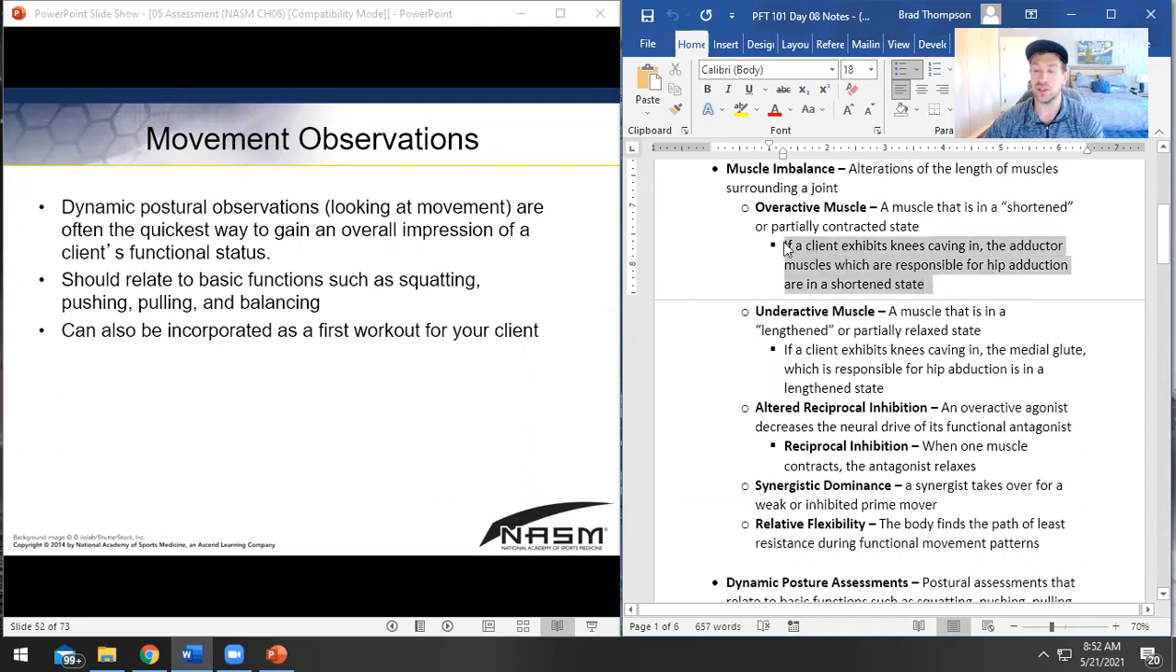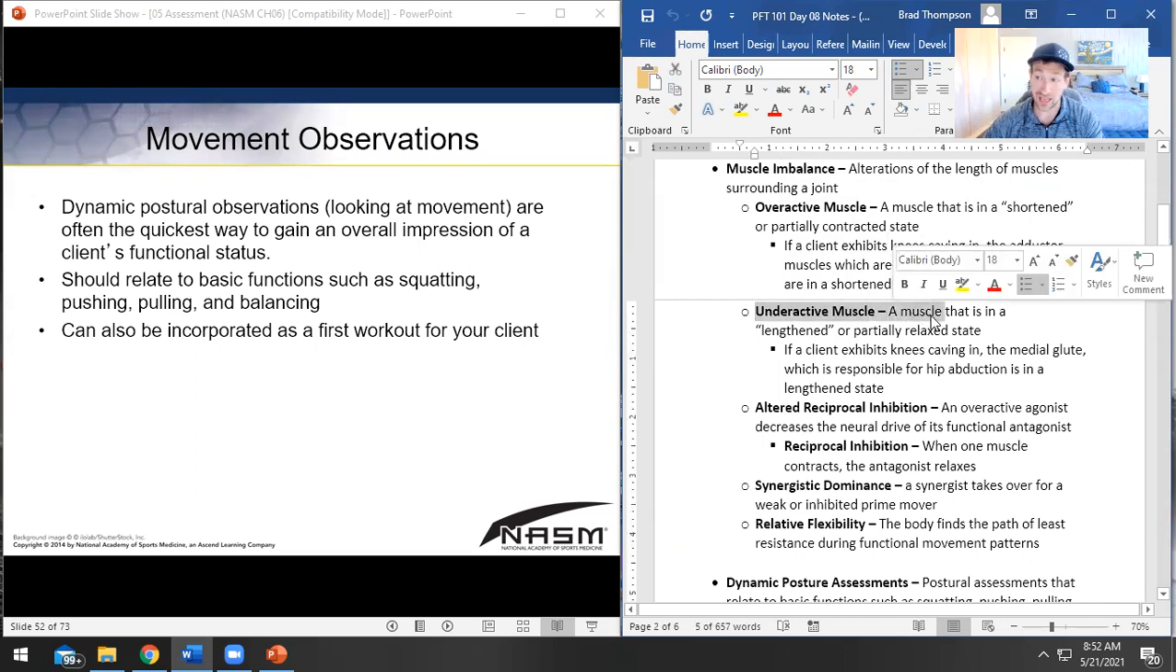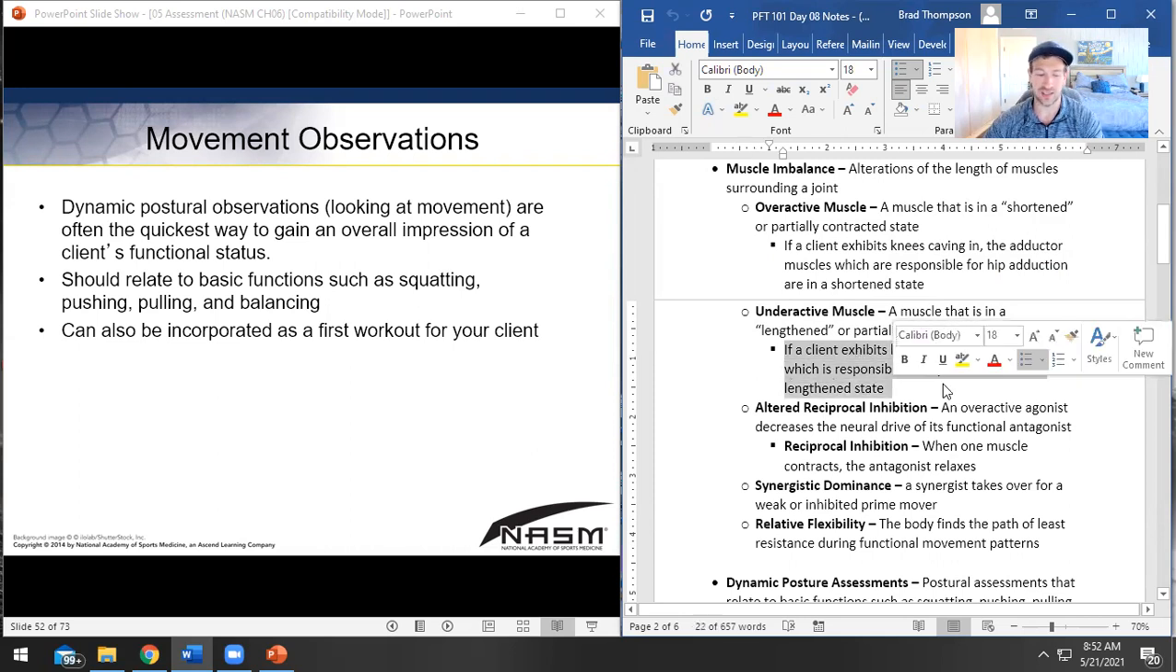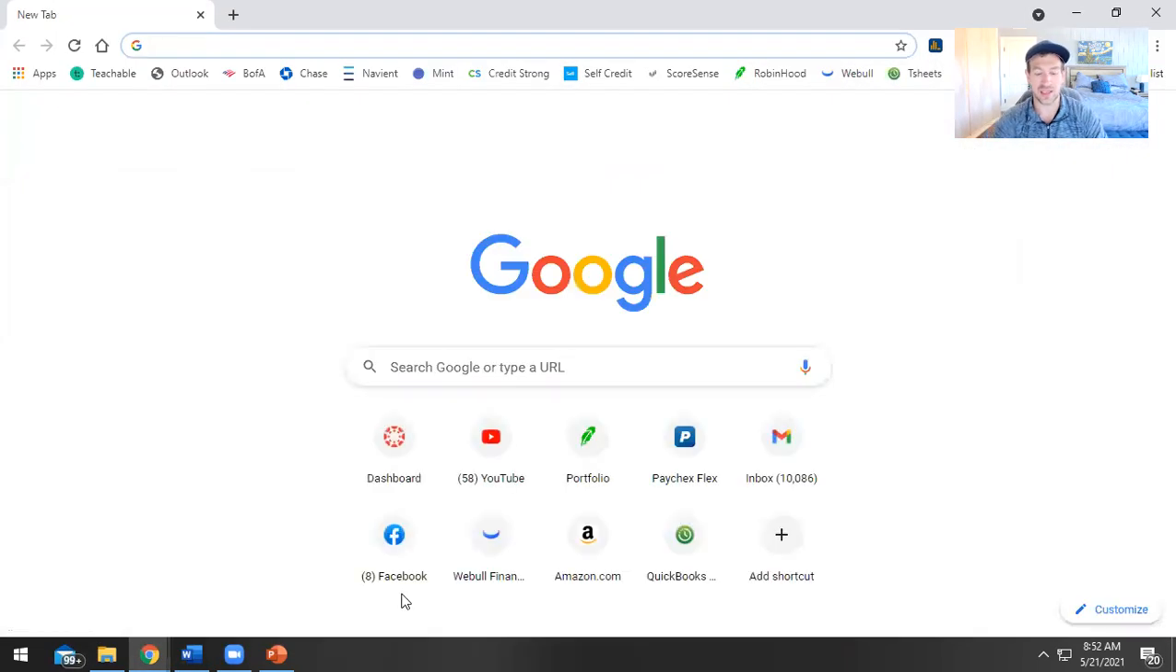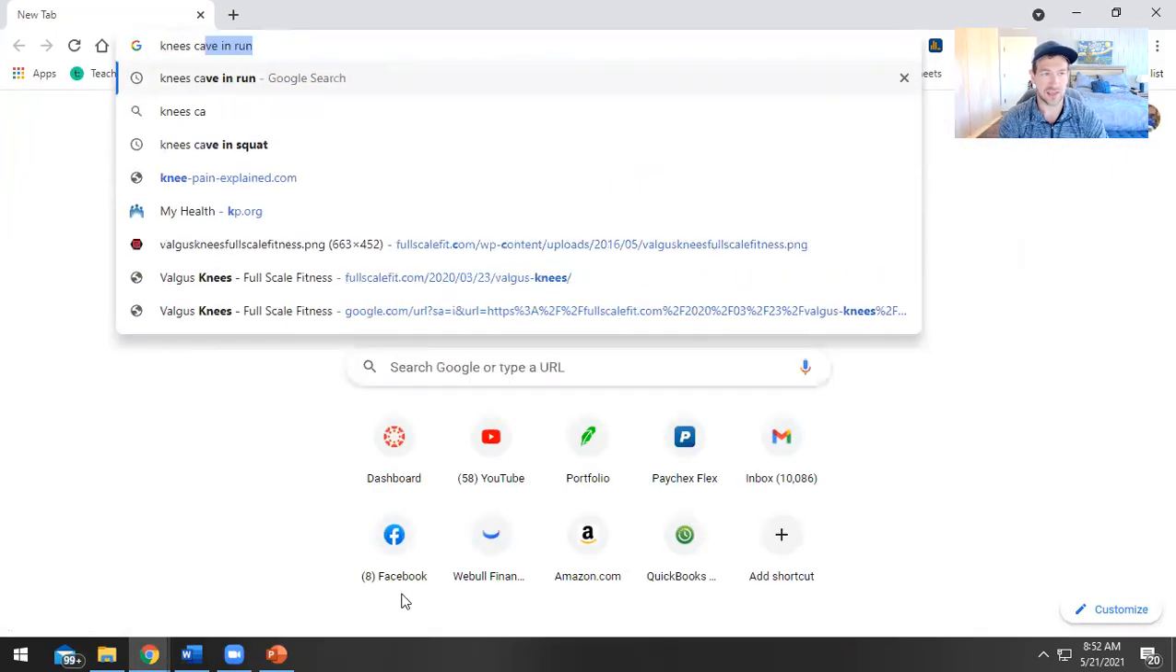So then we just have to look to the opposite side of the joint a lot of times to look at our underactive muscle. What is opposite of the adductors? Well, that's going to be your gluteus maximus, right? Underactive muscles are muscles that are in a lengthened or partially relaxed state. If your client's knees are caving in, the gluteus medius, which does hip abduction, is in a lengthened state. So when we look at that, we see knees cave in.